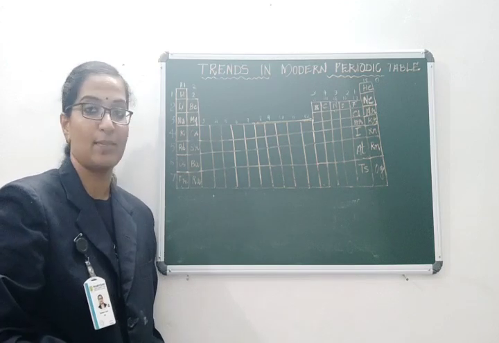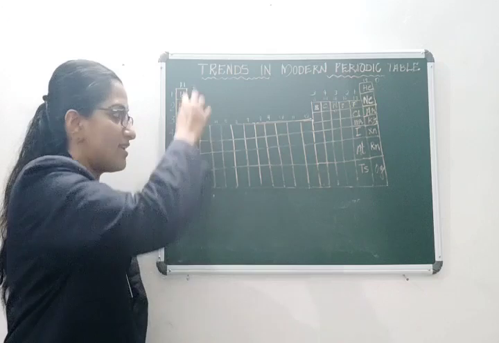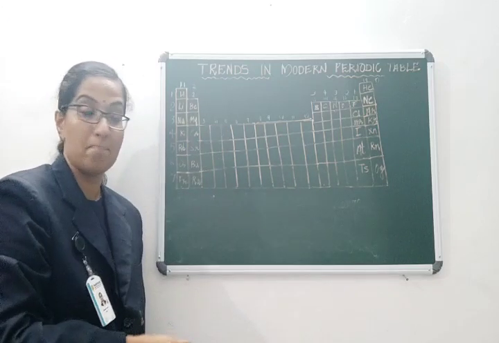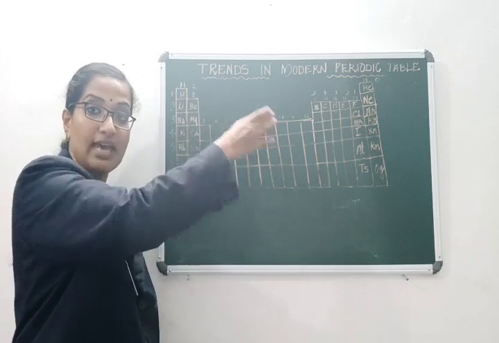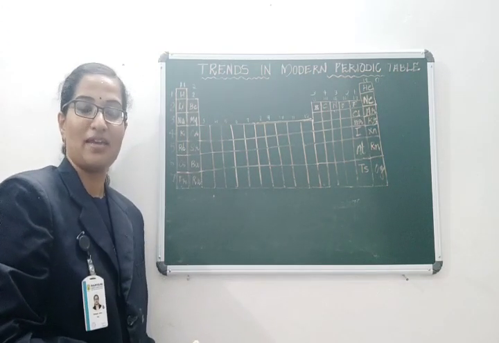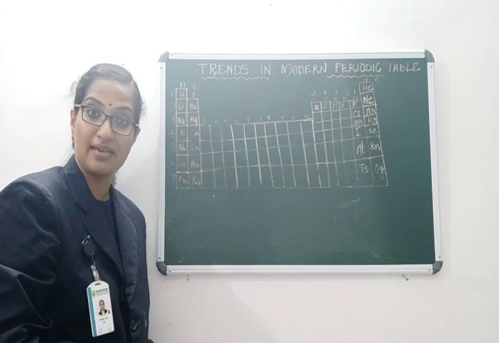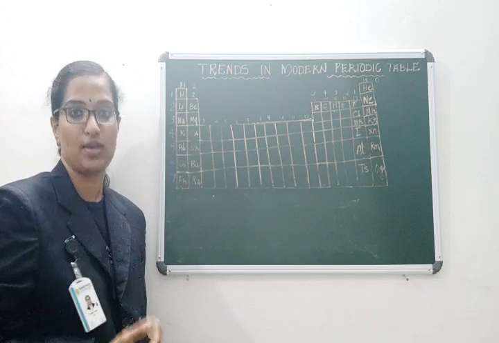Okay. And any other property? Valency. Group-wise, the valencies are the same, but period-wise, valency first increases, then decreases. And finally, metal oxides are basic in nature and non-metal oxides are acidic in nature.